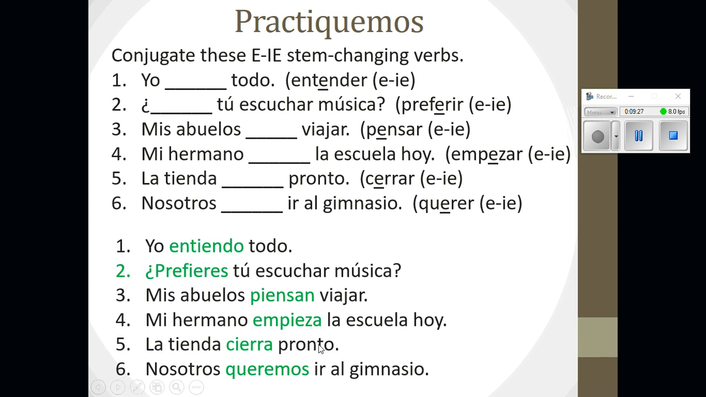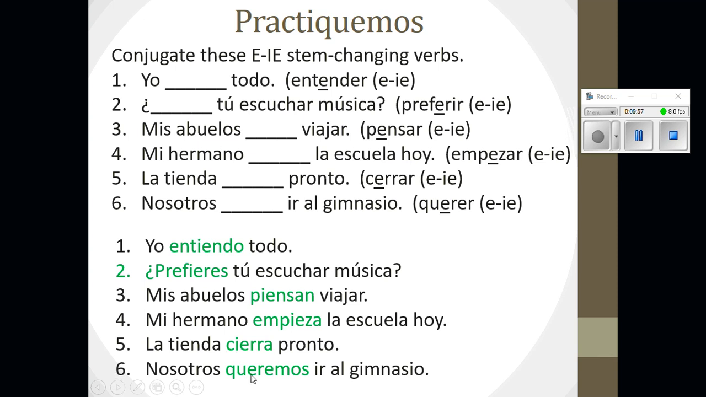All right, 5. La tienda cierra pronto. The store closes soon. Okay, la tienda is not a person. However, in Spanish, nouns have gender. La tienda is not only feminine, but singular, so it's like saying ella. We will conjugate the verb as though it's ella. So notice we dropped the AR and have an A there, right? But here we have stem changed from E to IE because you have to do that in the ella form, so cierra.